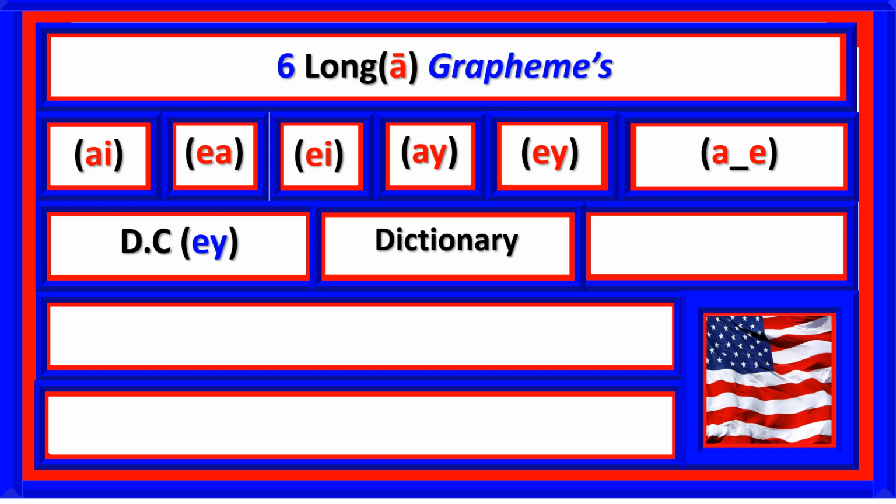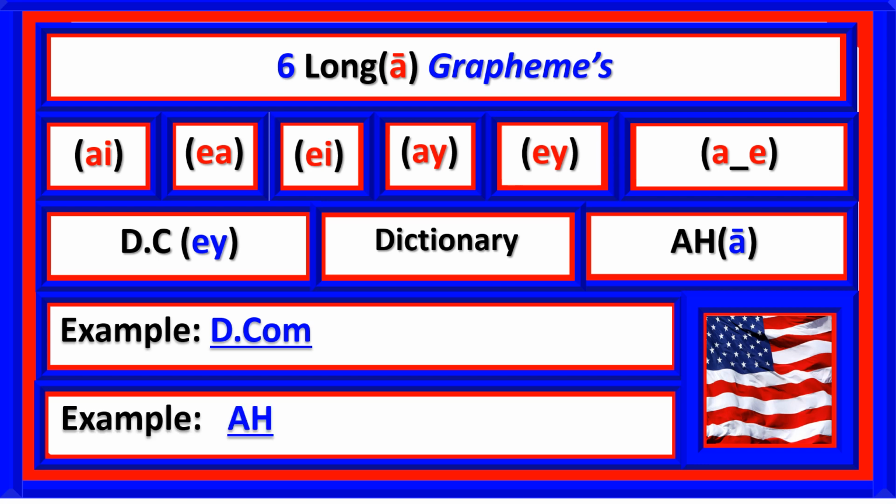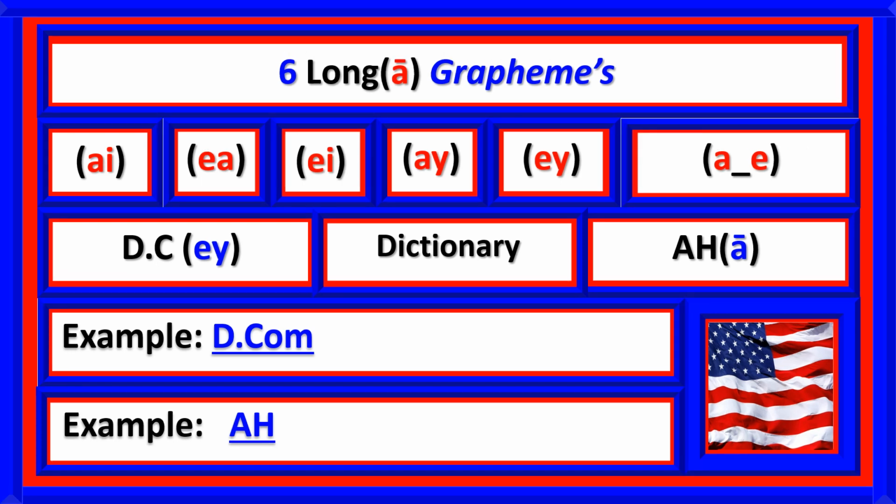In Dictionary.com, it will be represented by EY in the sound box. In American Heritage, it will be an A with a line over the top. I'm going to give you an example for Dictionary.com, and an example for American Heritage. Okay, now we're going to take the AY first. I'm going to say the AI first, okay?